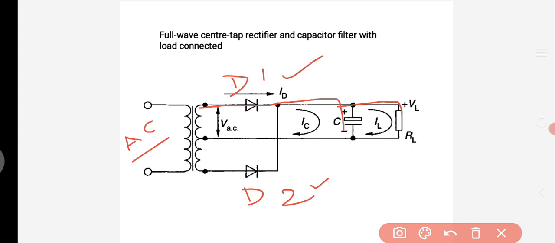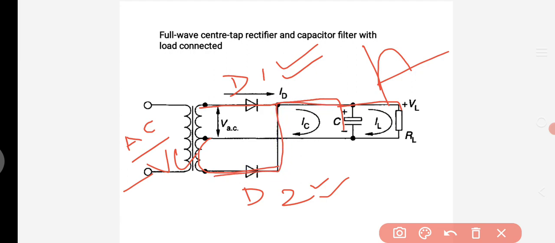So up to diode D1, the rectifier output is like this. At the same time, during the negative half cycle of the input to the transformer, diode D1 is in the off condition and D2 is in the on condition. Then the output signal is from the center tap through diode D2 to the capacitor. That means during the negative half cycle, you can get the other half cycle as an input.